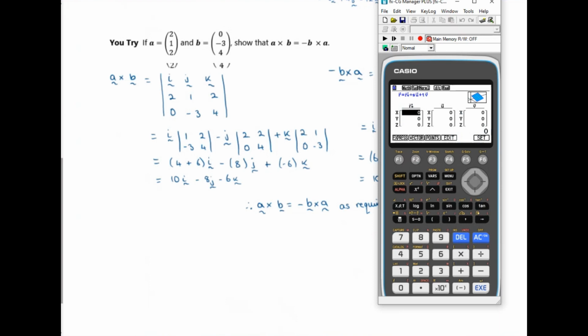So they've used the determinant method. I prefer just subbing it into the formula. Your calculator will do the cross product for you. So let's have a look at this. On your normal run matrix mode, it's similar to all the matrix stuff.